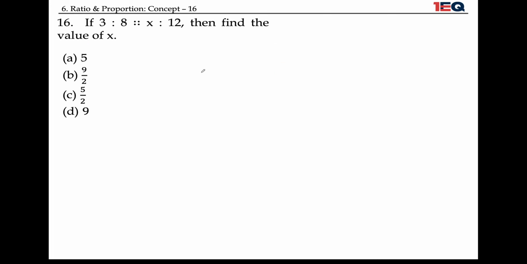Moving ahead. Similarly, there's a fourth proportion question here. 3 by 8 is equal to x upon 12.